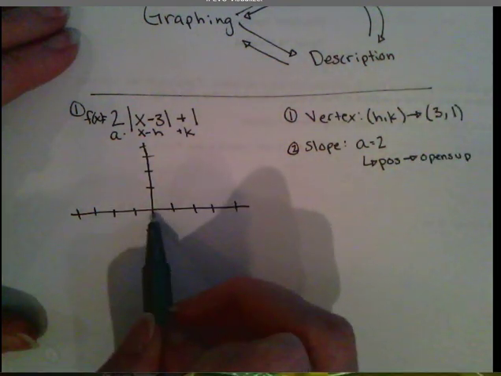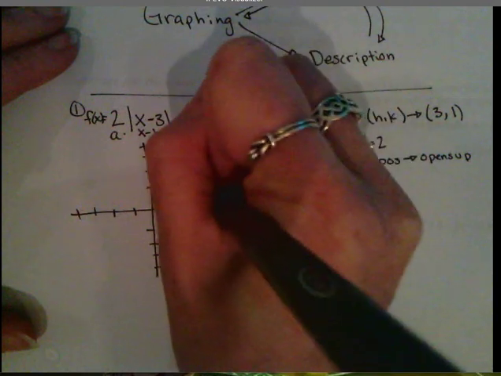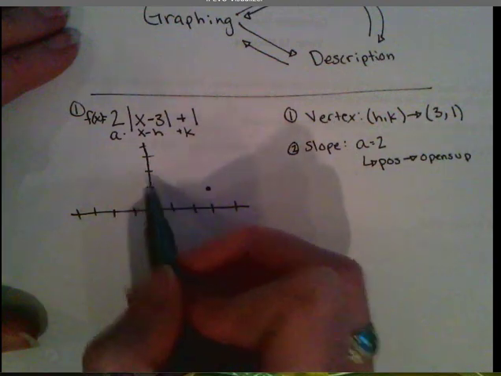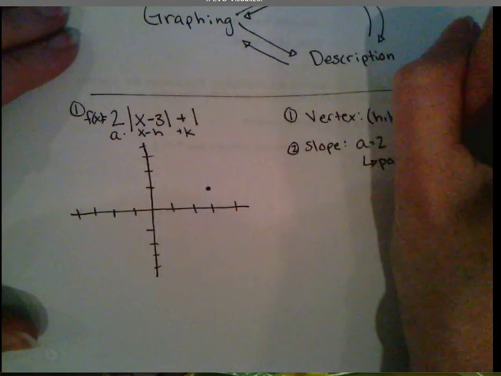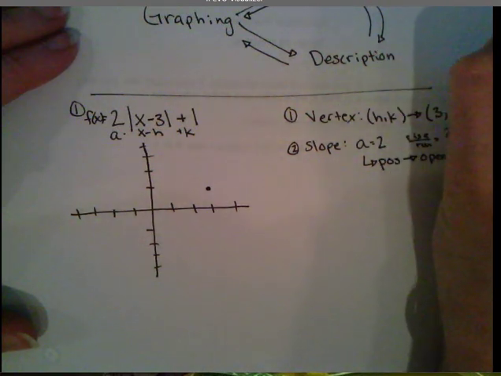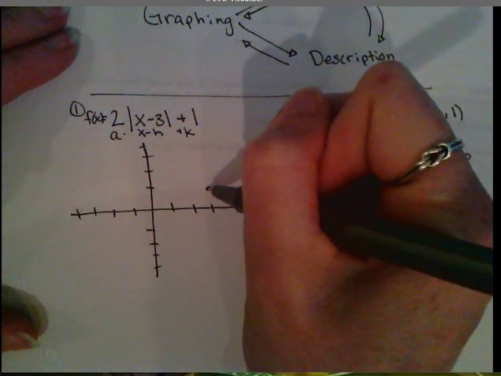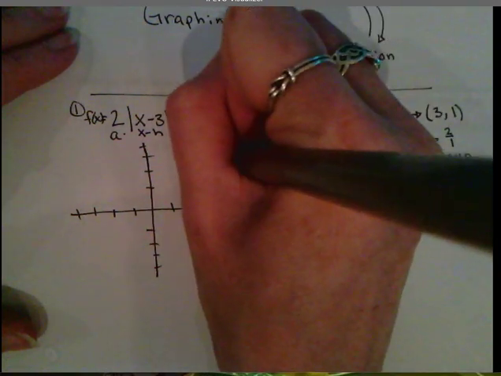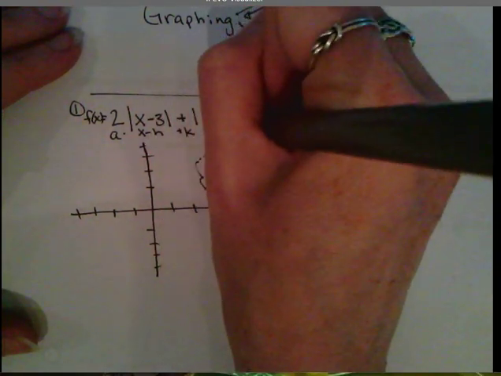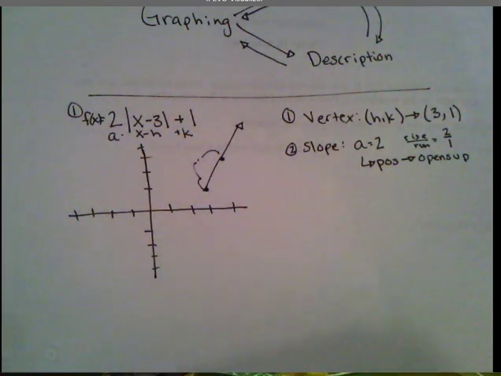So what I'm going to do is I'm going to go to the right 3 and up 1, put my point. To find my next points in order to graph this, I need to think about that slope. 2, it's rise over run. So another way to think about 2 is a 2 over 1. So in this case, we're here, we're going to go up 2, to the right 1. Boom, so we're just going up 2 and then over 1. I now have the right side. Okay, up 2 to the right 1.